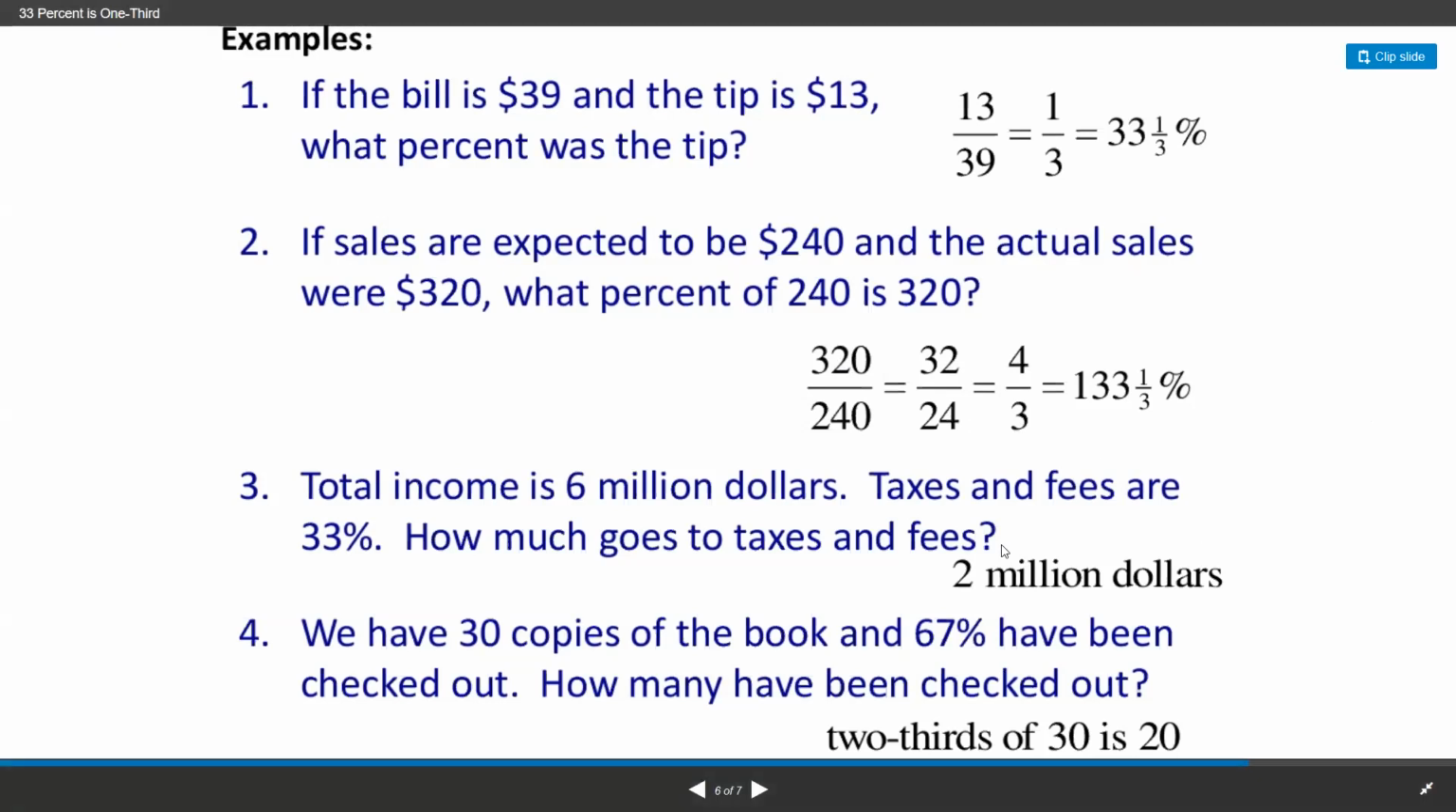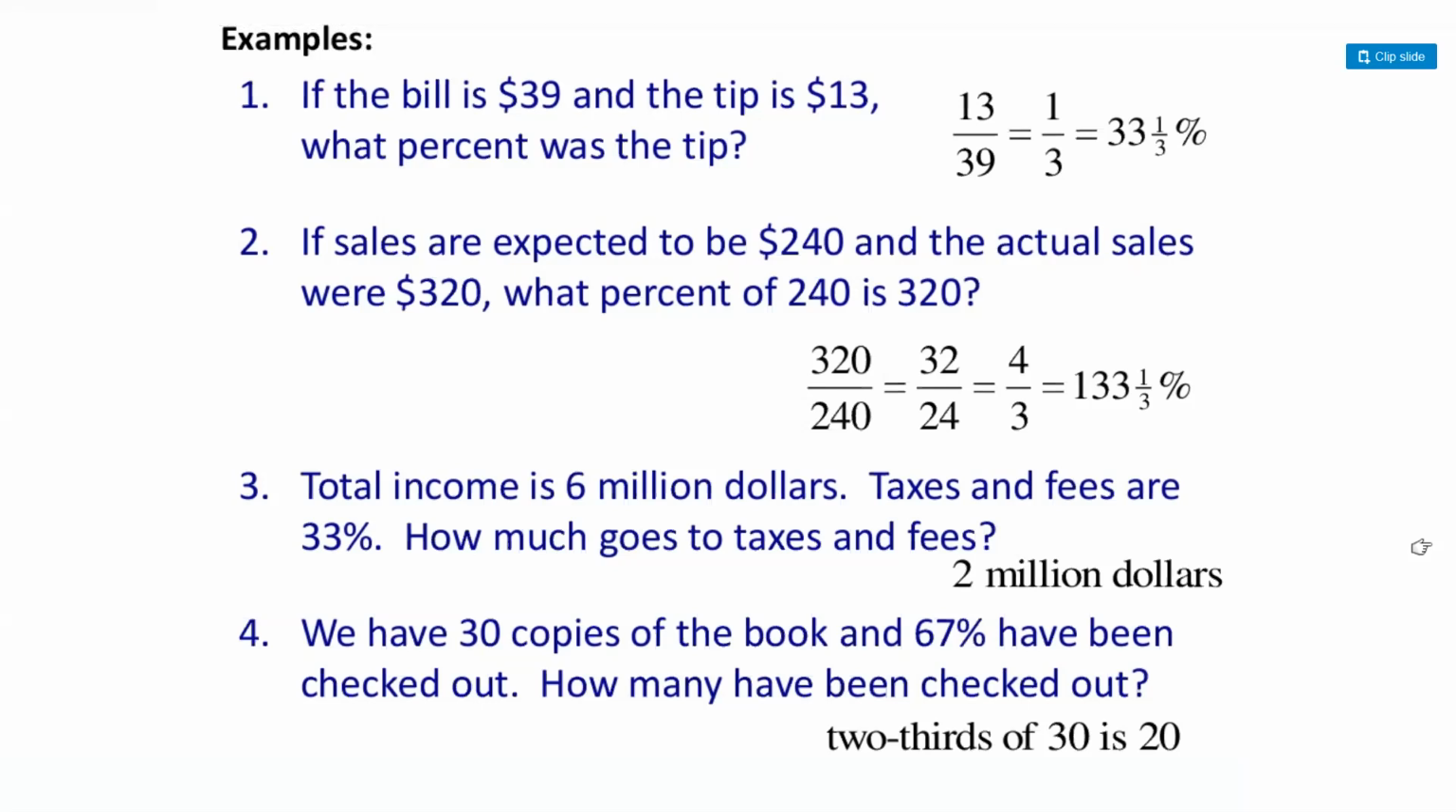Example 3, total income is $6 million. Taxes and fees are 33%. How much goes to taxes and fees? 33% is 1/3. 1/3 of $6 million is $2 million.